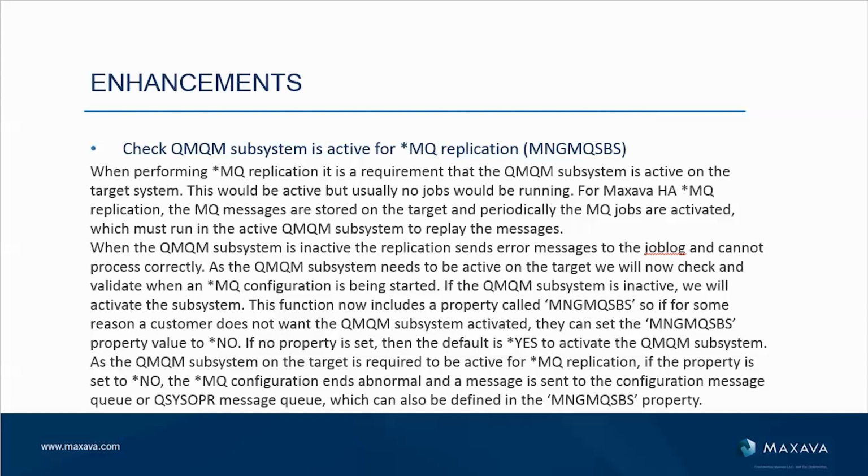As the QM subsystem on the target is required to be active for *MQ replication, if the property is set to *no, the *MQ configuration ends abnormally and a message is sent to the configuration message queue or the QSysOpper message queue. The message queue being used is again defined in the property MNG MQ SBS.